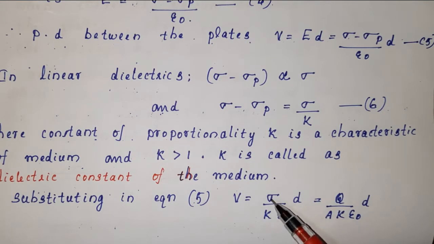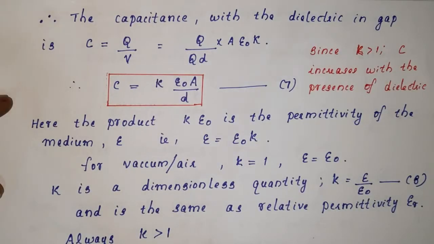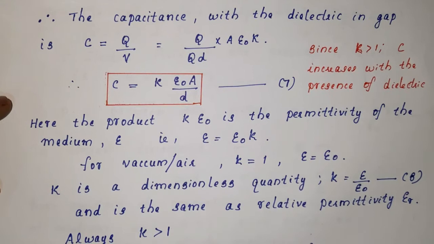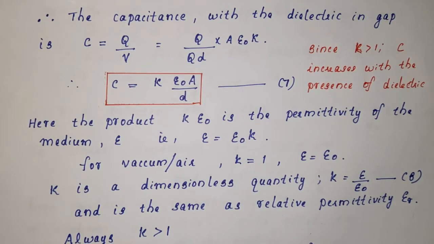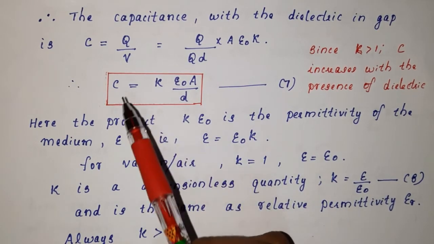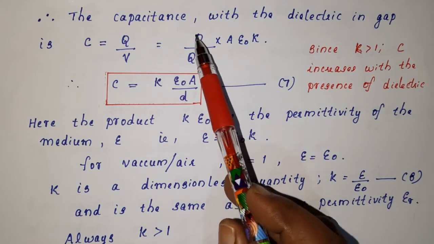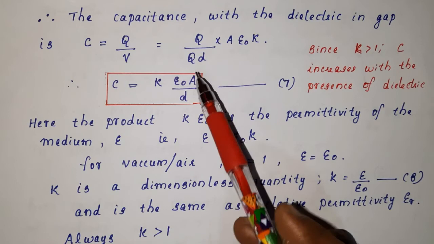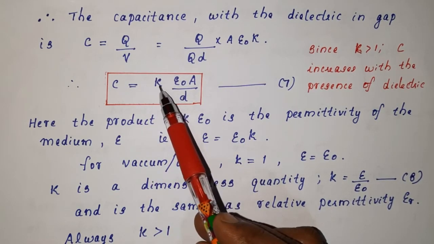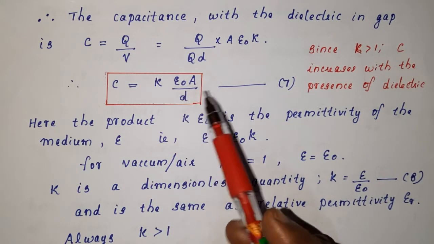Now we substitute for sigma. What is sigma? Q by A. So V is Q by A k epsilon 0 into D. Now the capacitance in the presence of dielectric becomes C equal to Q by V. So substituting for V, the Q and Q get cancelled, and C is equal to K into epsilon 0 A by D.